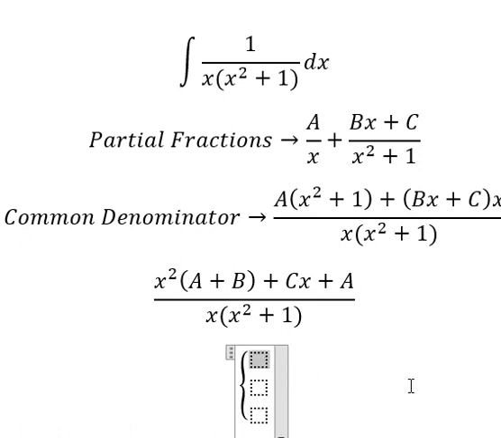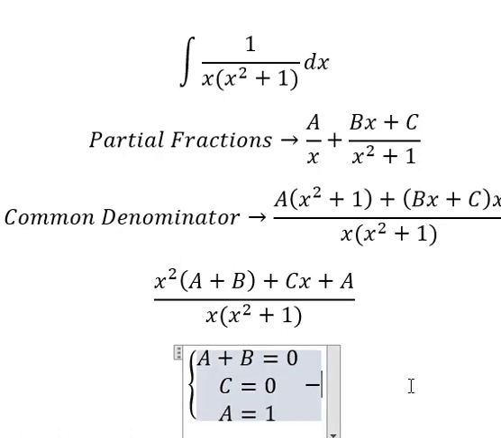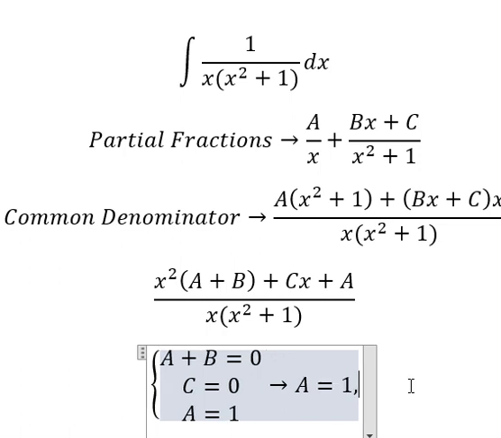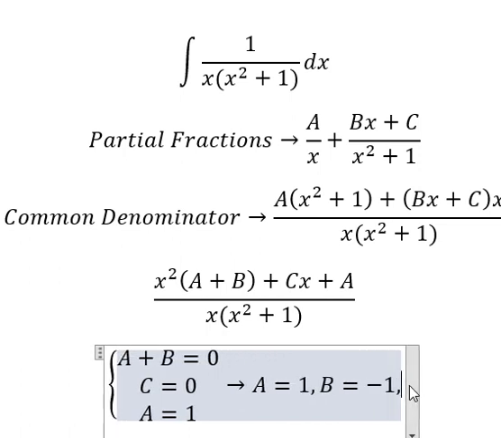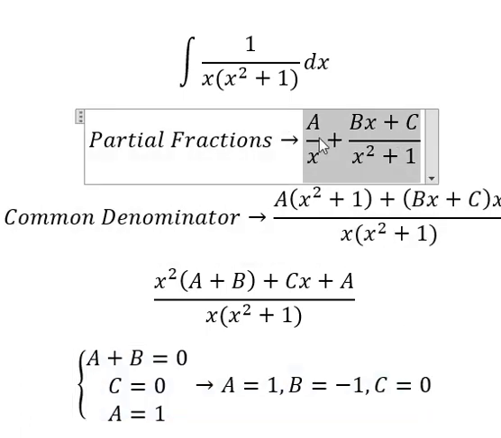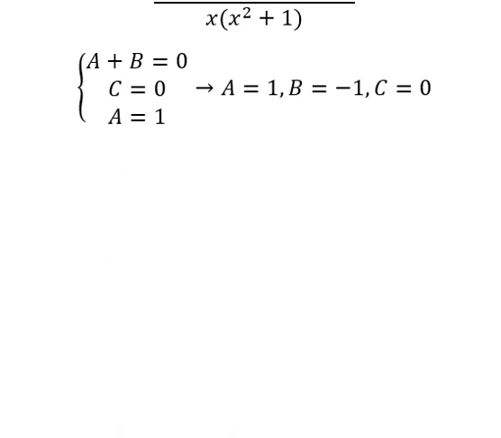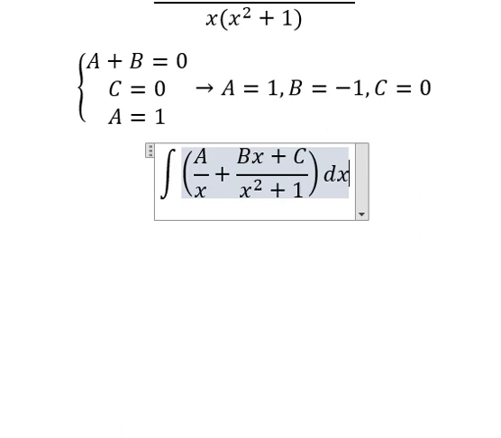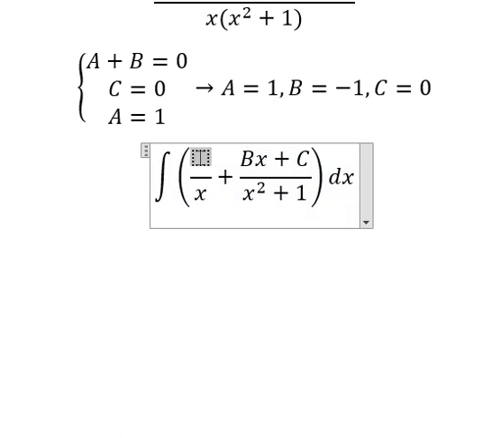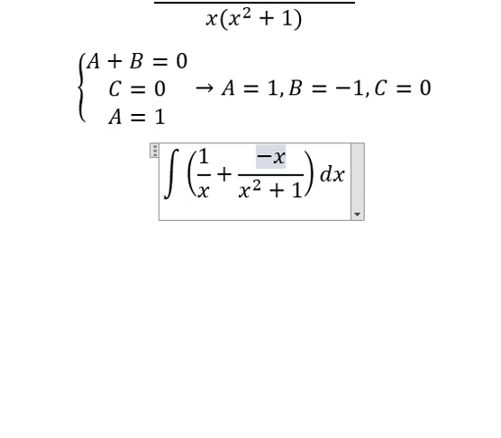So we have the system of equations. A equals number 1, B equals negative number 1, C equals number 0. And then we put this one here.